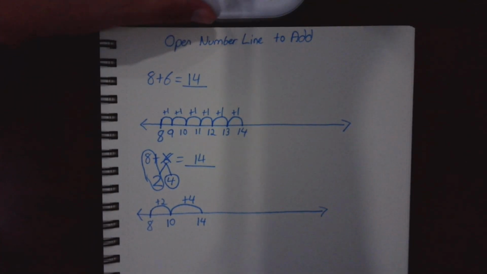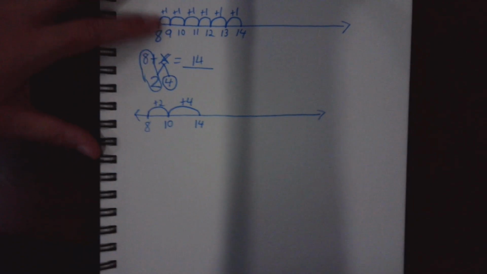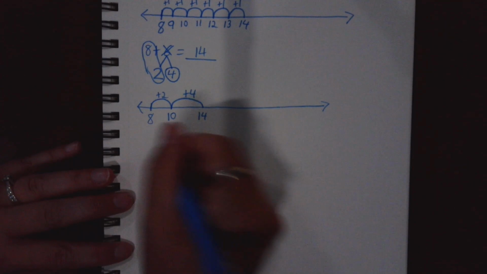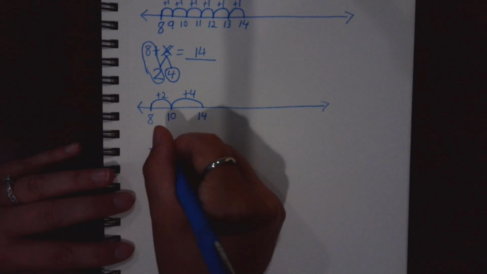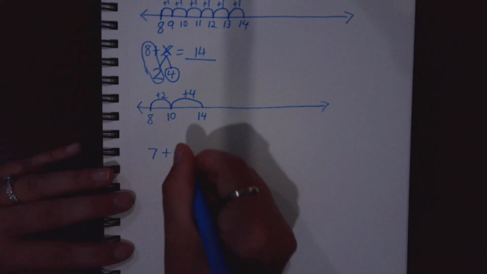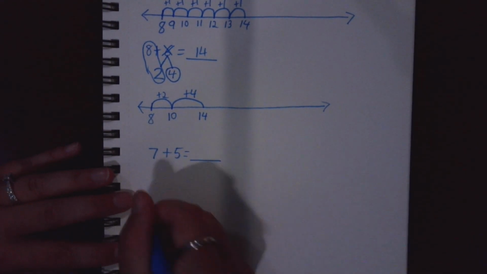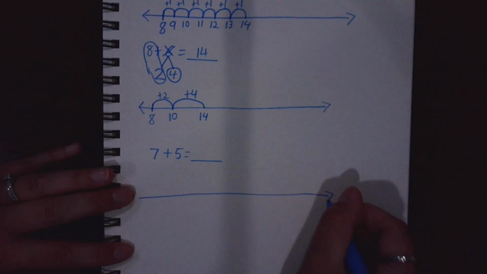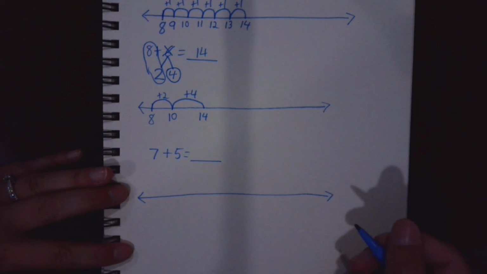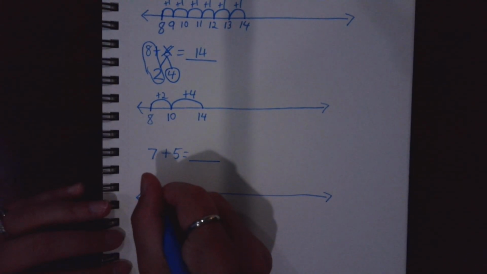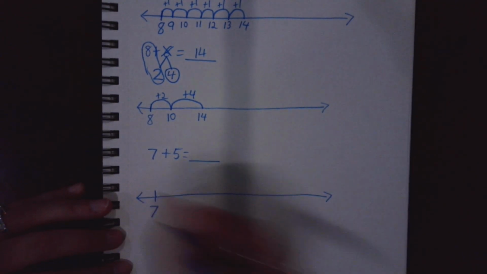Okay, let's do another one. So let me move my camera. Let's do 7 plus 5. Okay, so here I'm going to do 7 plus 5. And you can do your single hops if you want to, but I'm going to focus on making that 10 and then how many more. So, which is my larger number? If you said 7, you are correct. So I'm going to start off at 7.